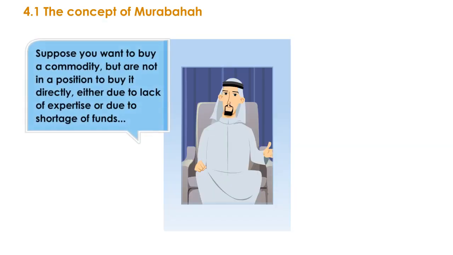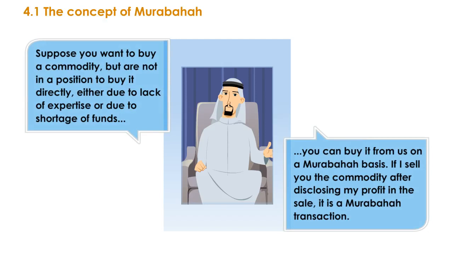Suppose you want to buy a commodity, but you're not in a position to buy it directly, either due to lack of expertise or due to shortage of funds. You can then buy it from us on a Murabbaha basis. If I sell you the commodity after disclosing my profit in the sale, it is a Murabbaha transaction.